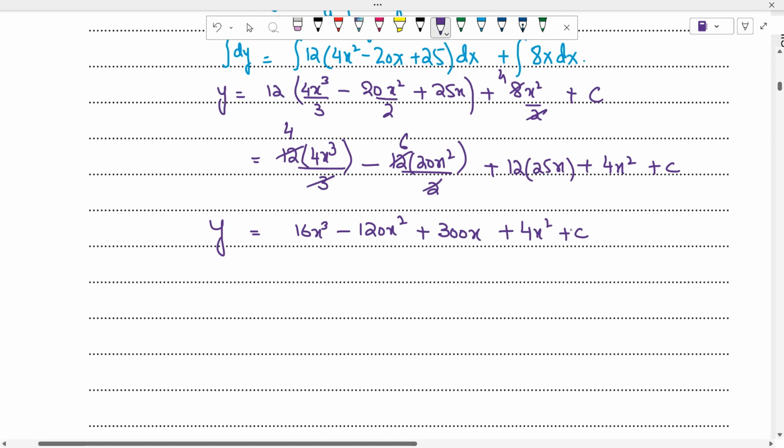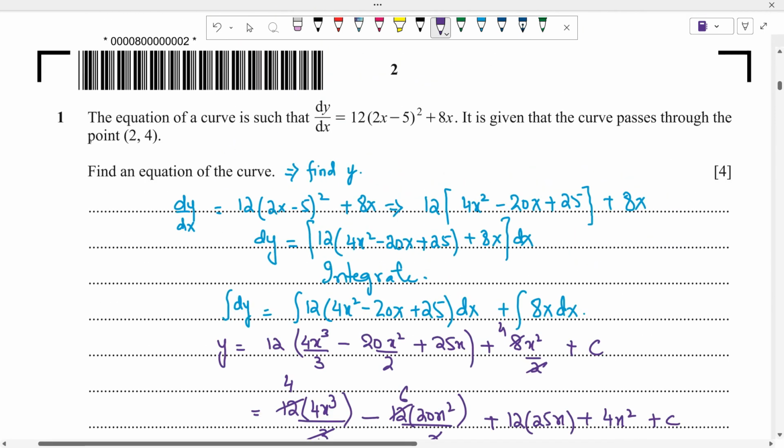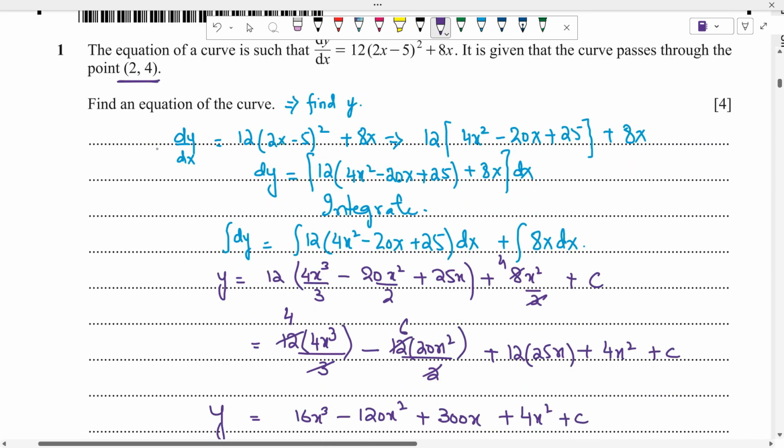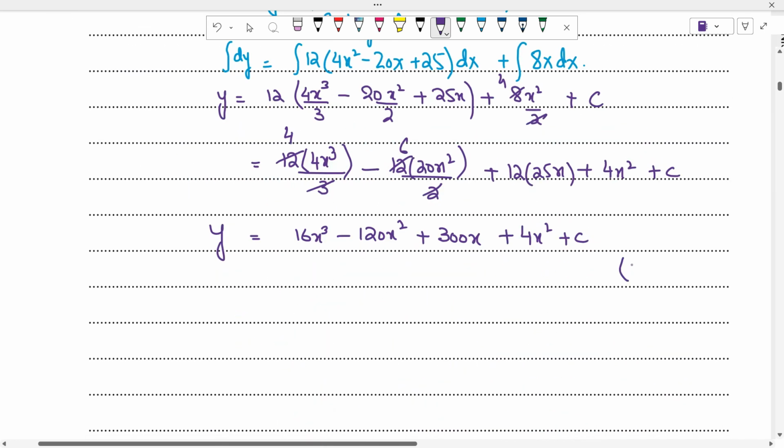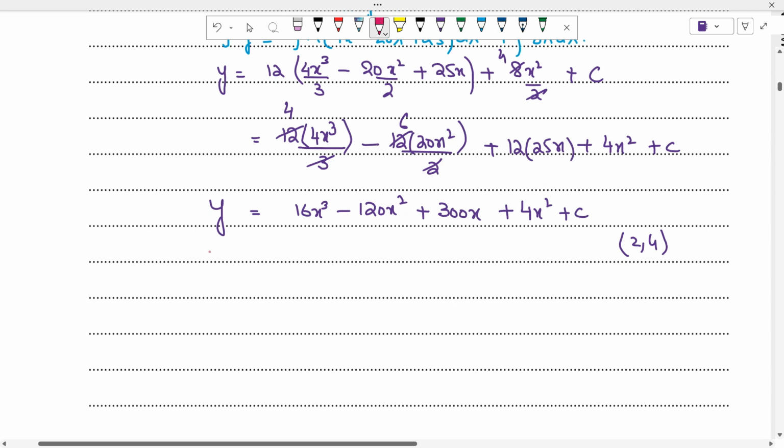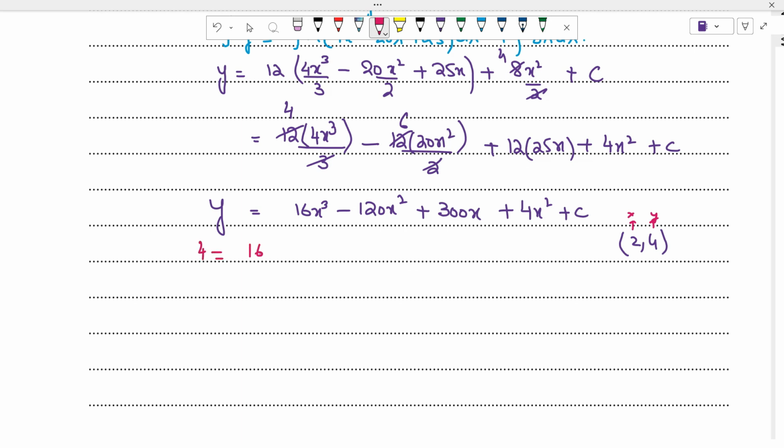This unknown c can be calculated by using the given information, which says that the curve is passing through the point (2, 4). So this point satisfies the curve equation, and we can plug these values into the curve equation. This one is y and this one is x. So 4 is equal to 16 times 2 cubed minus 120 times 2 squared plus 300 times 2 plus 4 times 2 squared plus c.